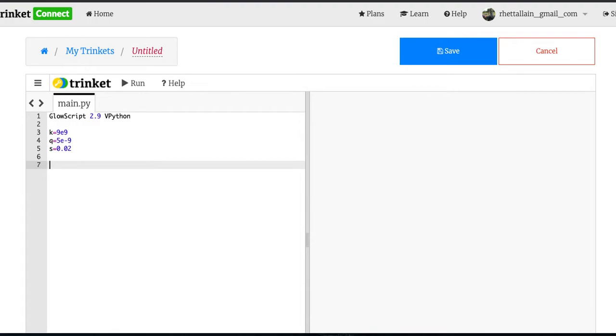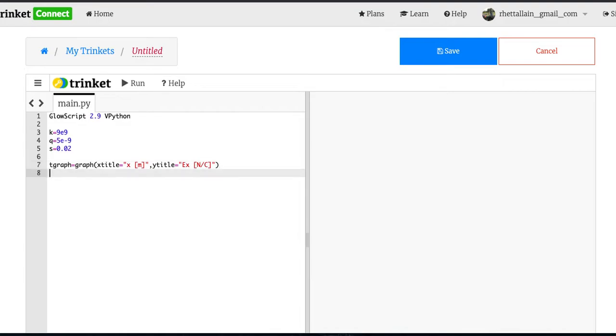So let's first make a graph of the actual real electric field. I'm going to make a graph with a label. The x title is going to be distance. Let's just call this x, the x distance in meters. And the y title is going to be Ex, the x component of the electric field, in newtons per coulomb.